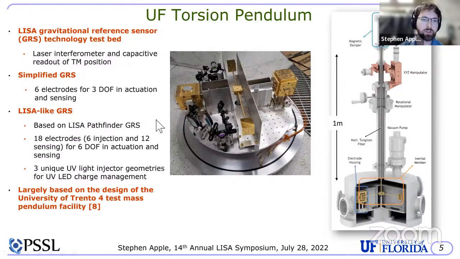So in addition to the capacitive readout, we also have laser interferometer readout. Our interferometer is a polarization multiplex Mach-Zehnder interferometer, and this provides differential position readout of our test masses. And for the experiments that I'll be talking about today, we use the laser interferometer data and our LISA-like GRS.